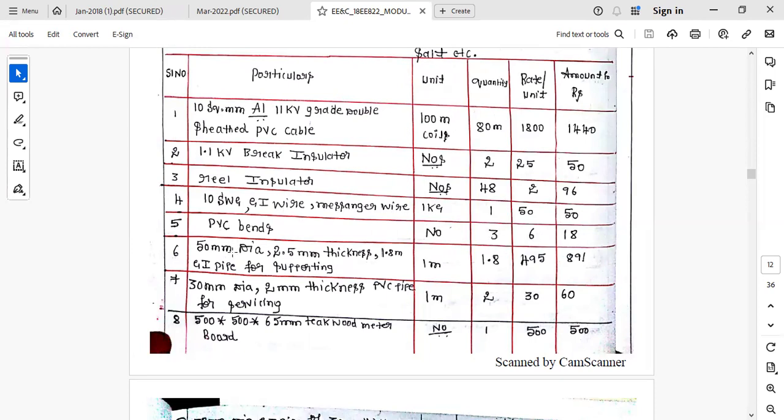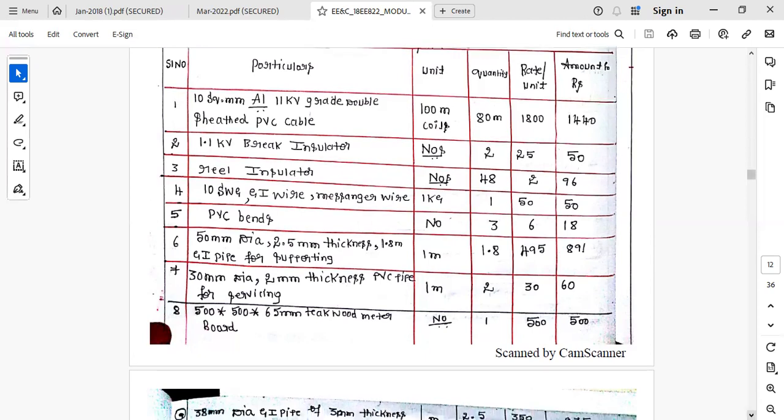50 mm dia, 2.5 mm thickness GI pipe for supporting. 1 meter is the unit; 1.8 meters is required. 1 meter costs 495 rupees. So total 495 into 1.8, that is something like 891. 30 mm dia, 2 mm thickness PVC pipe for servicing. 1 meter is the unit. 2 meter we required. 2 meter into 30 rupees is 60 rupees.